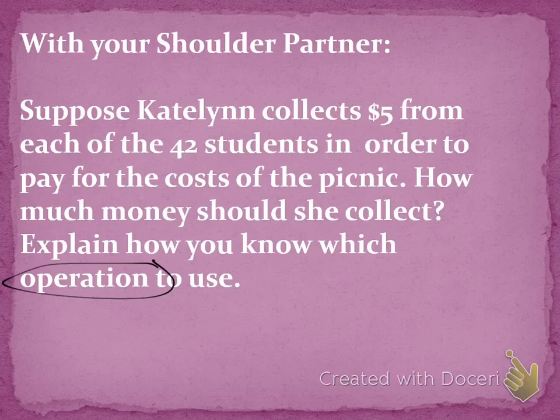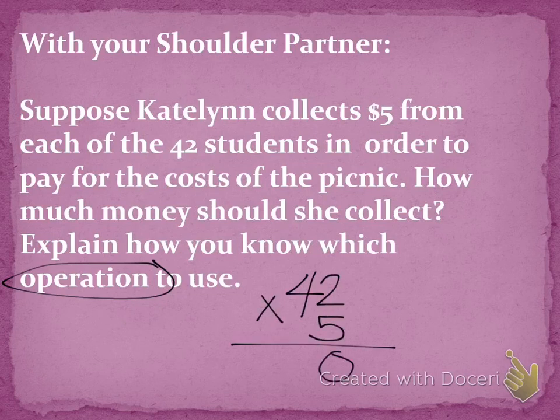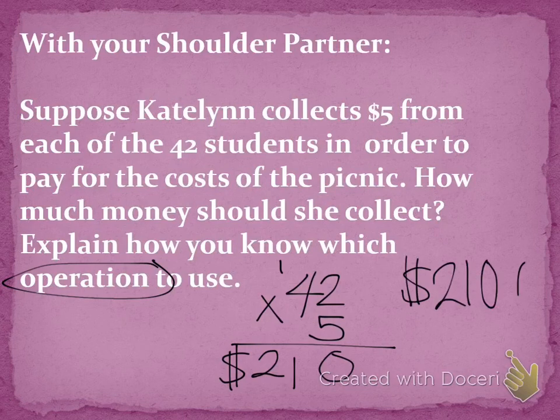For this particular problem, I know that I'm going to combine and I'm trying to find a total, a bigger number. So I will use my multiplication skills of 42 times 5. 5 times 2 gives me 10, so I'll write down my 0, carry my 1. 5 times 4 gives me 20, but I have to remember to add my 1, so 21. So the total that she'll need to collect from all 42 students will be $210.